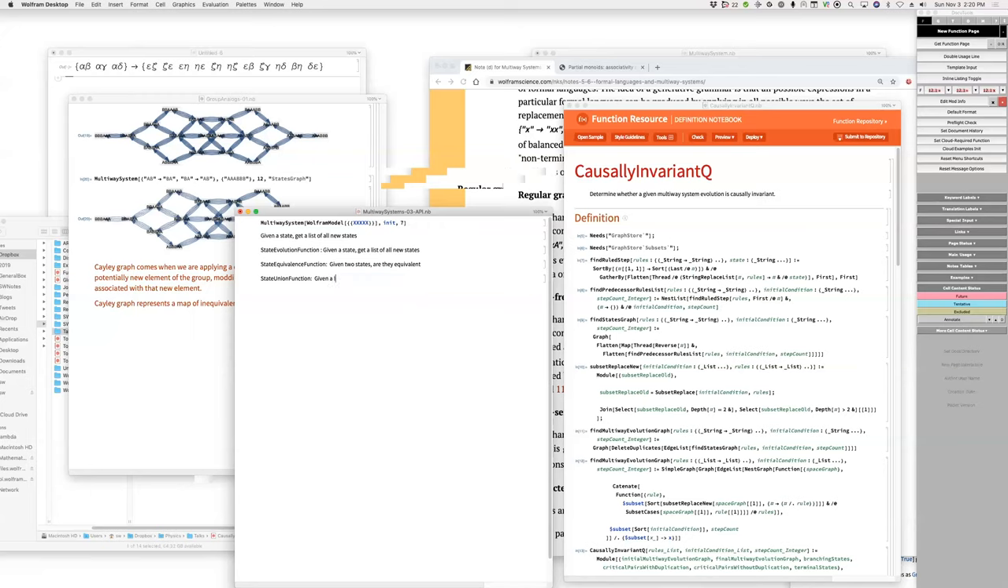Given a list of states, what is the union taking account of equivalence? Okay. So this for strings is the fairly trivial string replace list, I believe. Is that not correct? I think so.